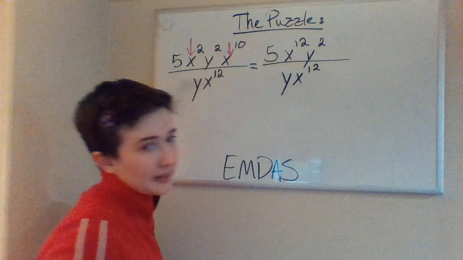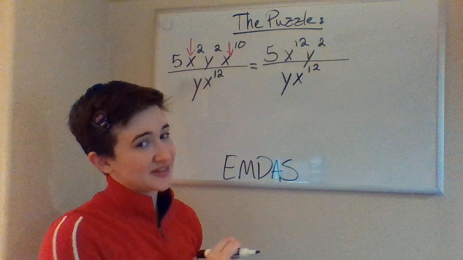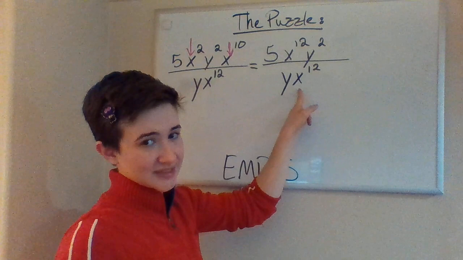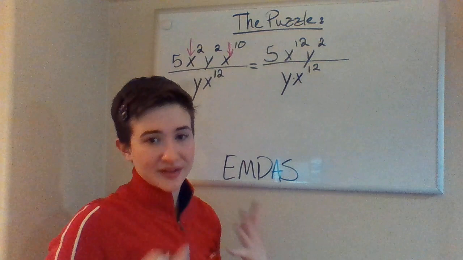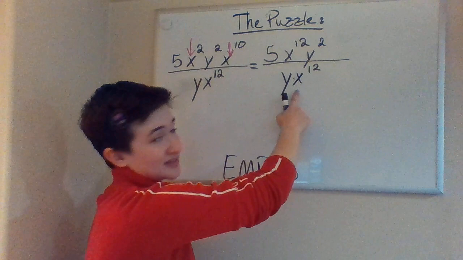Okay, now here's a common mistake I've been seeing. I addressed it in one of my videos, but I'm gonna address it again because it's very important. Y and x, these two right here, they're not connected. I mean, they are multiplied, but that's about it. That's where their connectedness ends. Y is not to the 12th power, only x.